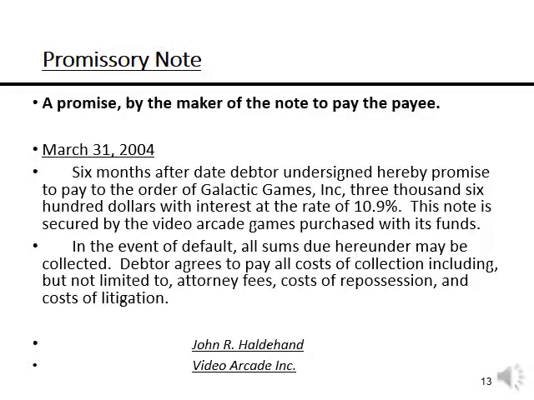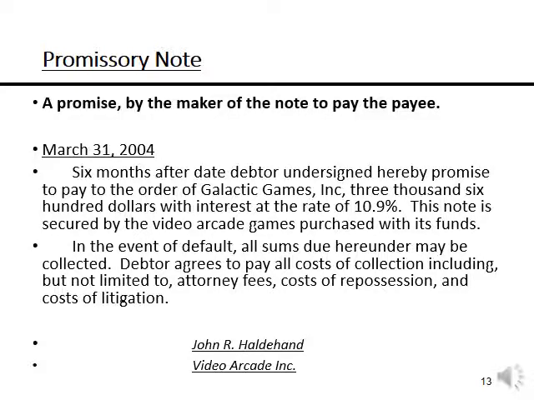And this note is secured by Video Arcade Games purchased with funds. That just means that this note is secured by collateral, so that if Video Arcade doesn't pay Galactica Games for these video games, Galactica Games can come back and take the video games. So the video games are collateral. That does not affect negotiability. We have all 7 elements because notice we also have the words of negotiability, order. We have some certain amount of money, the $3,600. The fact that there's interest or that it's secured by video arcades or there's collateral does not affect the negotiability.